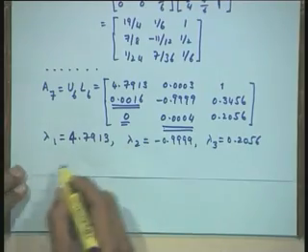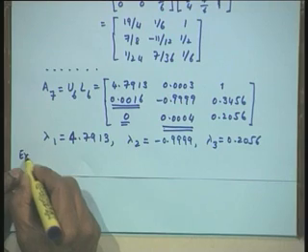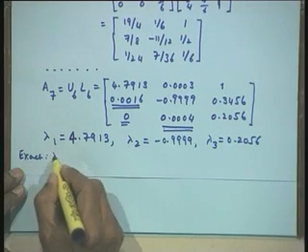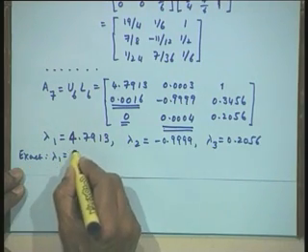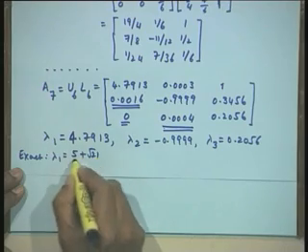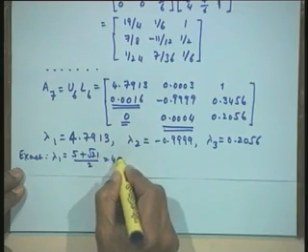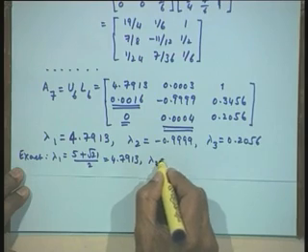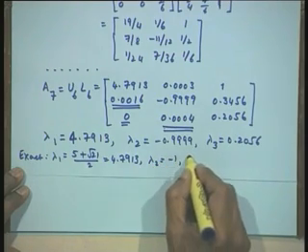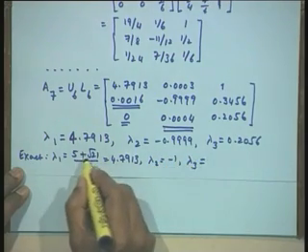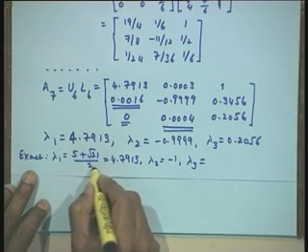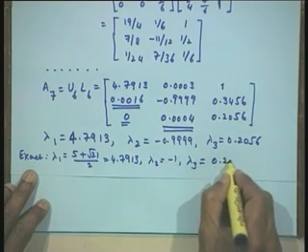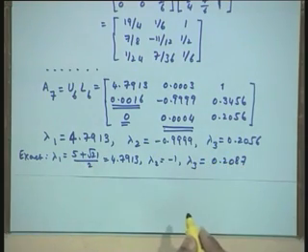The exact eigenvalues are: lambda 1 is (5 plus root 21) by 2, that is 4.7913, lambda 2 is minus 1, and lambda 3 is the pair with respect to this, (5 minus root 21) by 2, that is 0.2087.